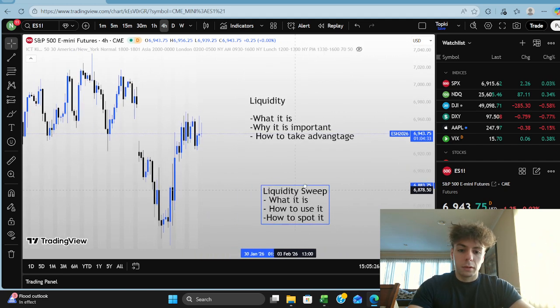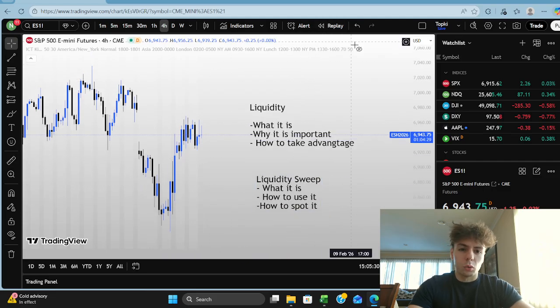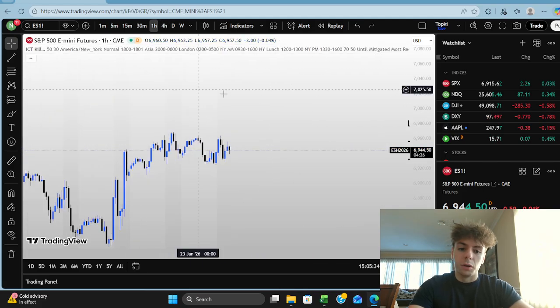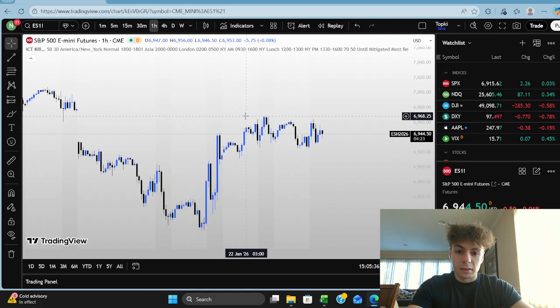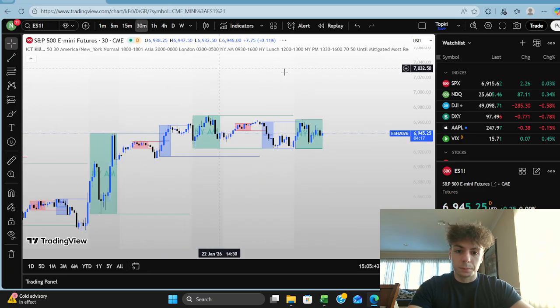So that brings me to liquidity sweeps. First, I'll talk about where liquidity really lies. As I said, it does lie at these swing lows and swing highs, but another place that it lies is session highs and session lows.